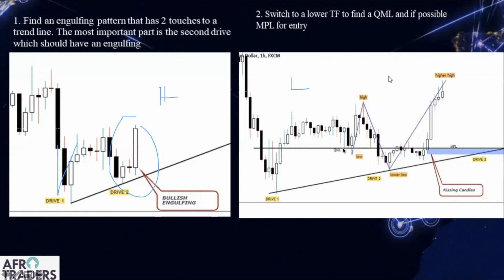Then it means that I can draw my Quasimodo level here and wait for price to hit it on the drive. When I draw the line, you have a drive 1, a drive 2, 2 touches. There's a Quasimodo there. Now I expect to see price trade inside this, and this will be my buy, and this is my stop loss. I hope you guys understand.